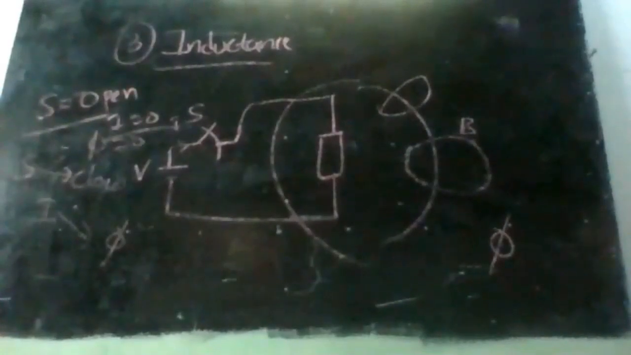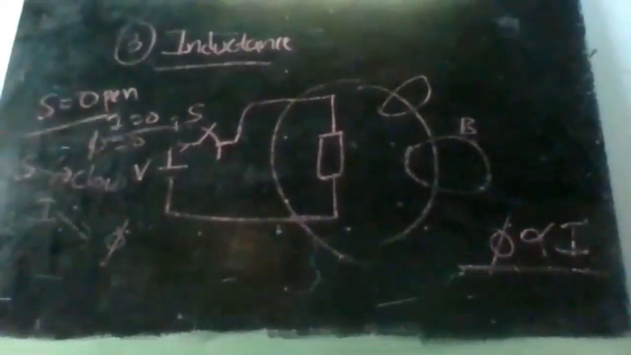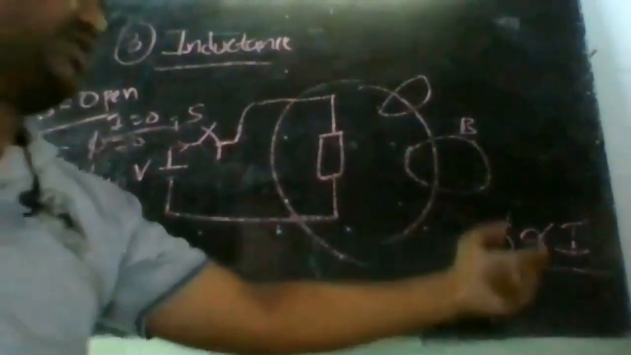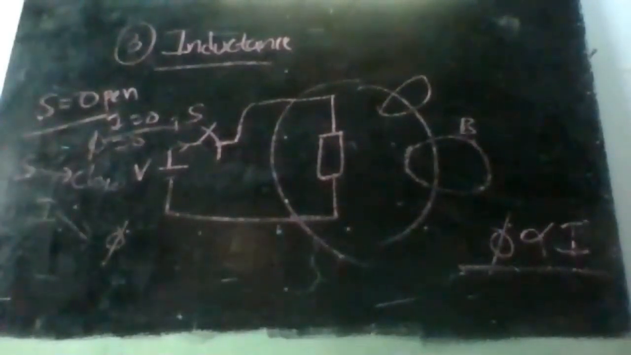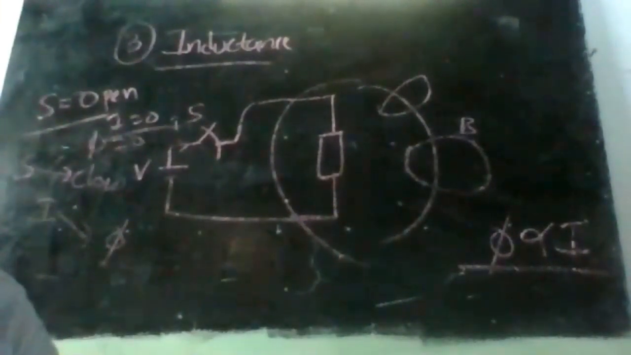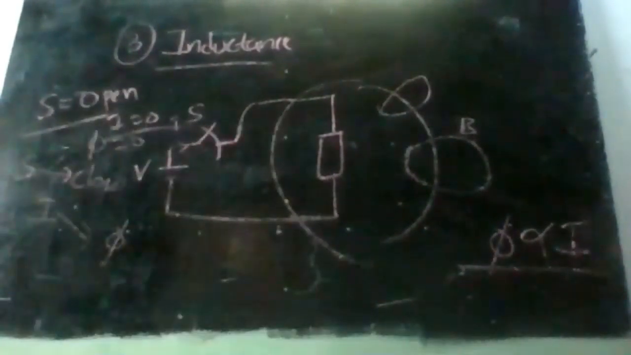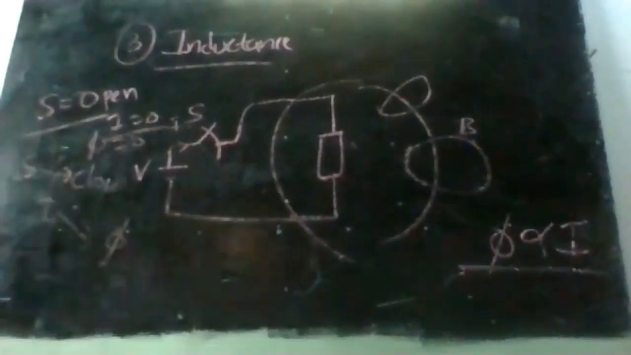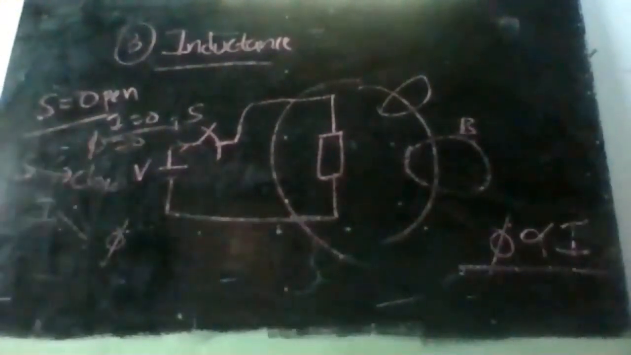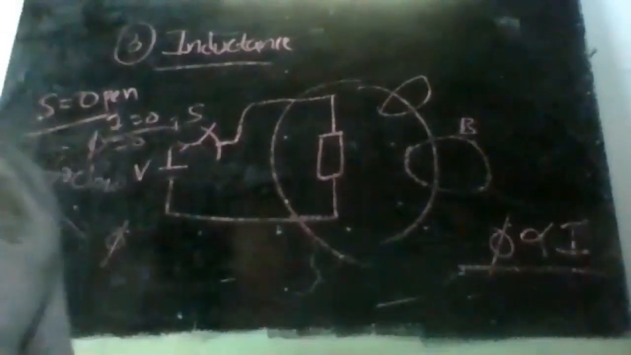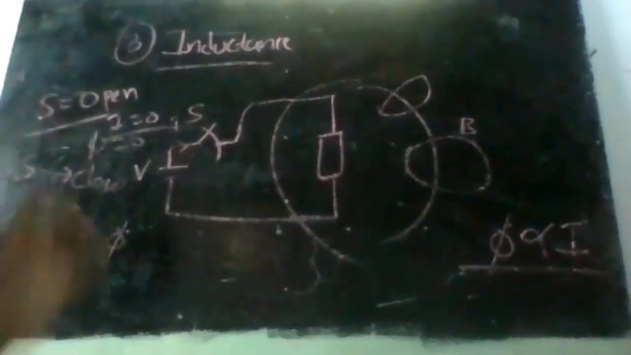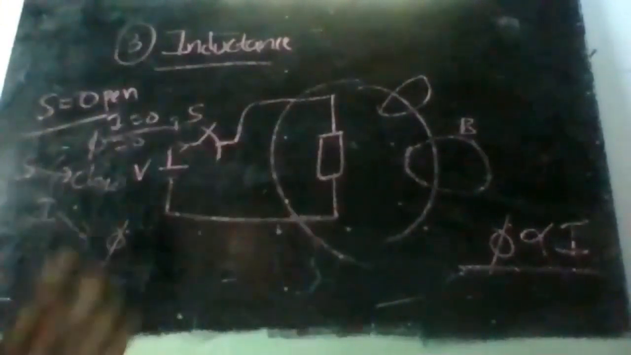This flux is proportional to the current that is passing through the current carrying conductor. So if I is equal to 0, phi is equal to 0. If I is a large value, phi will also be a large value. The flux induced by the conductor is proportional to the amount of current passing through it. Now if I changes, phi also changes.